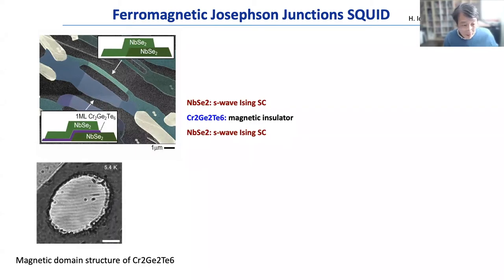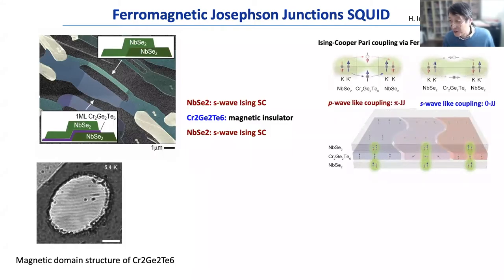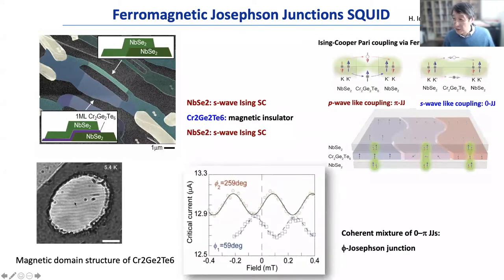It turns out this experiment is interesting, but I don't have time to go over the details. What happened is that this magnetic insulator developed magnetic domain structures at low magnetic field, which shift the phase depending on the domain structures. Then you can shift the phase around by controlling the domain structures with the temperature or the magnetic field sweeping.